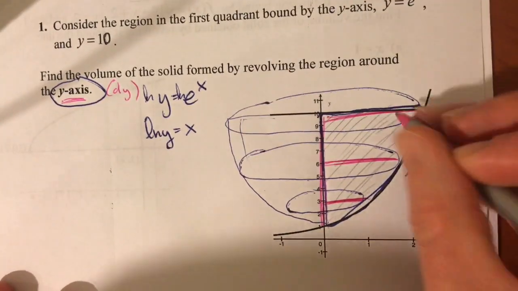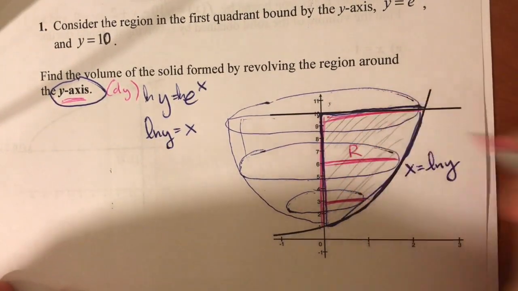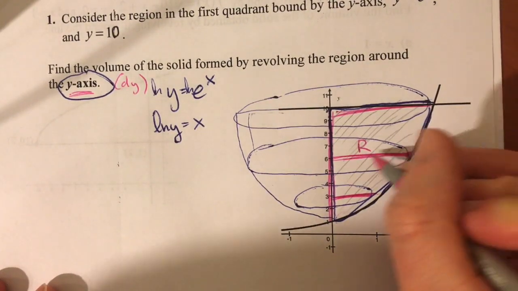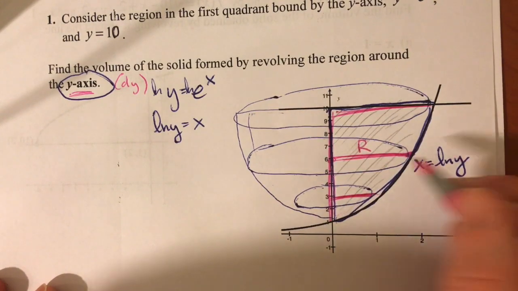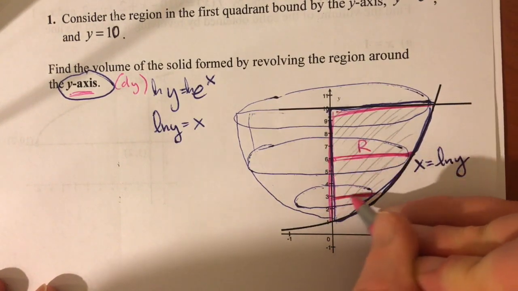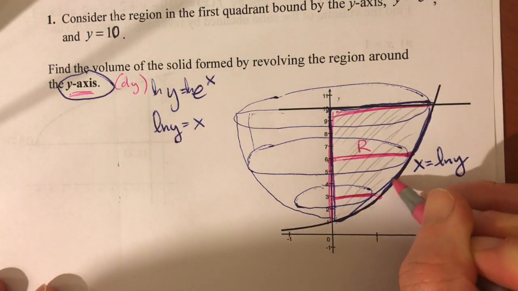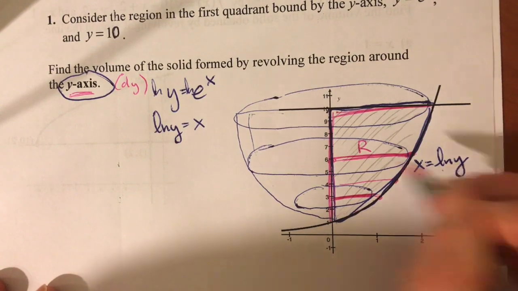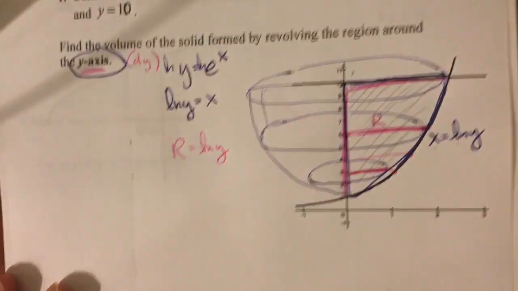And so we just have to describe the area of each one of these circles. Very easy. There's your radius. Your radius is always going to be the distance of your right boundary minus your left boundary, or in this case, that's just 0. And your right boundary would always be the x value on the curve at whatever point you're at, right? And the x value on the curve is ln of y. So r equals ln of y.